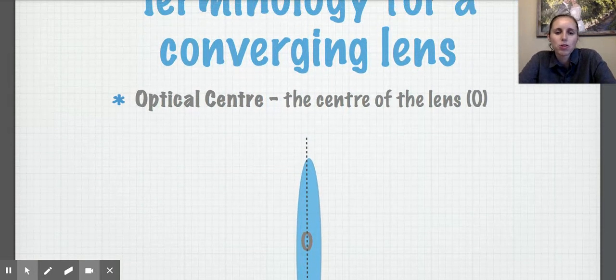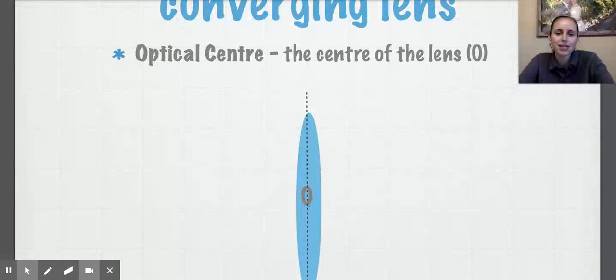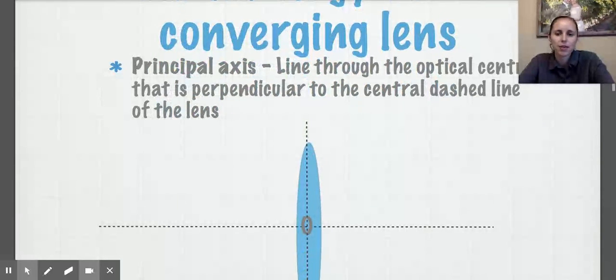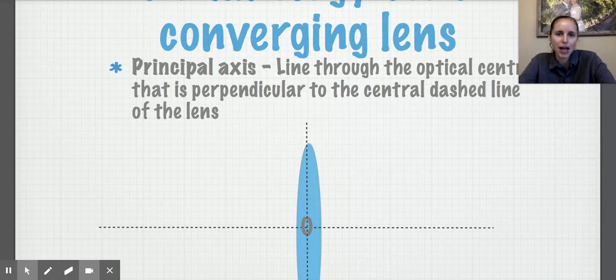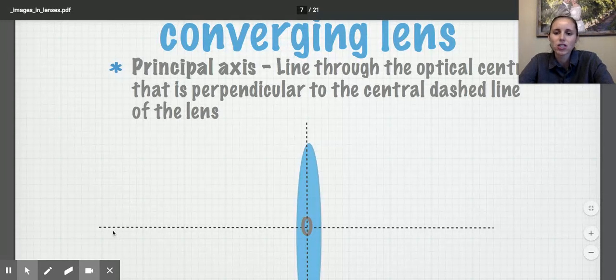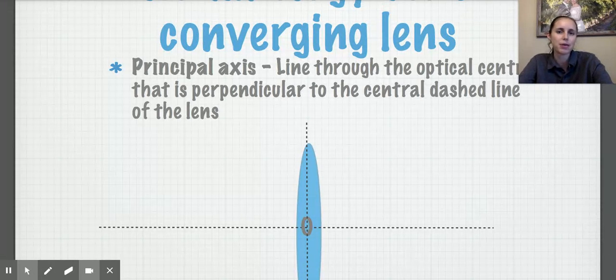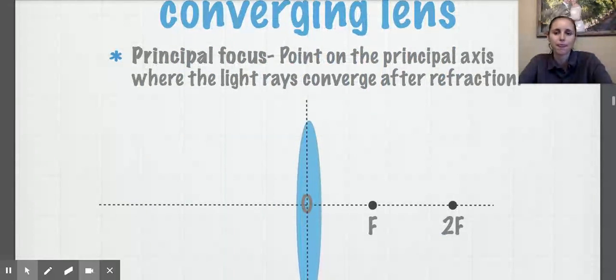A little bit more about terminology for our converging lens. We've got this idea of our optical center. The optical center is the exact center part of the lens. We label that as O. We also have something called the principal axis. This is the same principal axis that you saw in mirrors. It's just a line through the middle of the optical center, and it's perpendicular to the optical center. So this is going to be a nice gauge for us to see if light is coming in and if it's parallel. We also have something called the principal focus.